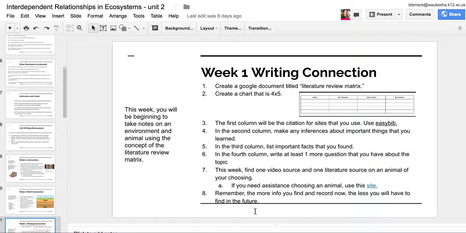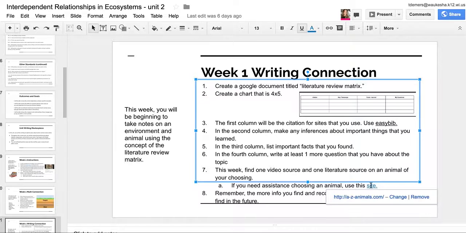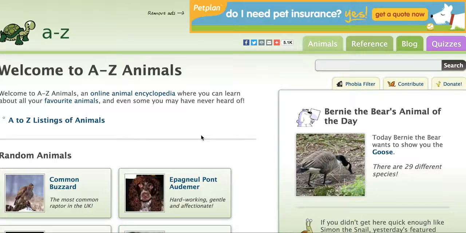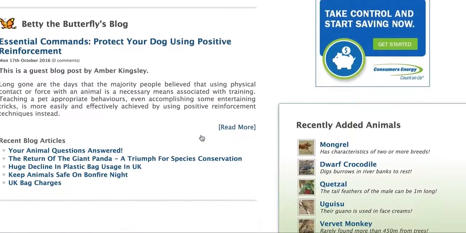This week, what I'd like you to do is find one video source and one literature source, so 2 sources total, on an animal of your choosing. If you're struggling to choose an animal, go to the site listed there, and you can look and find an animal that you're interested in.